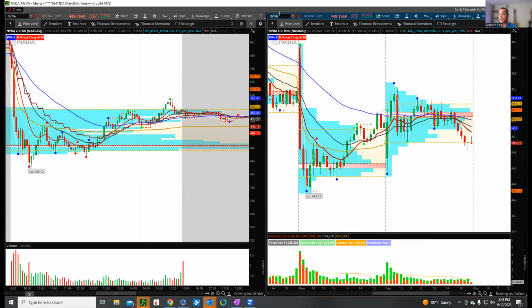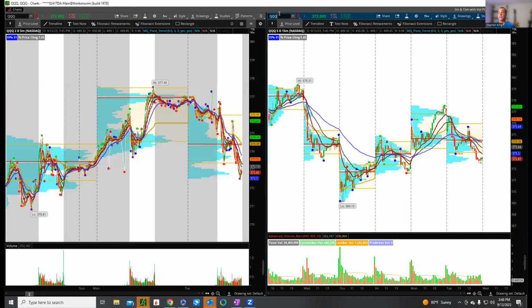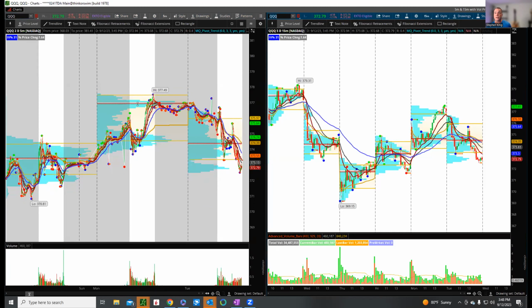I've got 12 minutes left to do that, and I've got two really good examples. Actually, let me go first to the Qs. I'm going to show you all a trade I took yesterday, which is actually similar to what we were looking at with Tesla today. So here's the Qs.